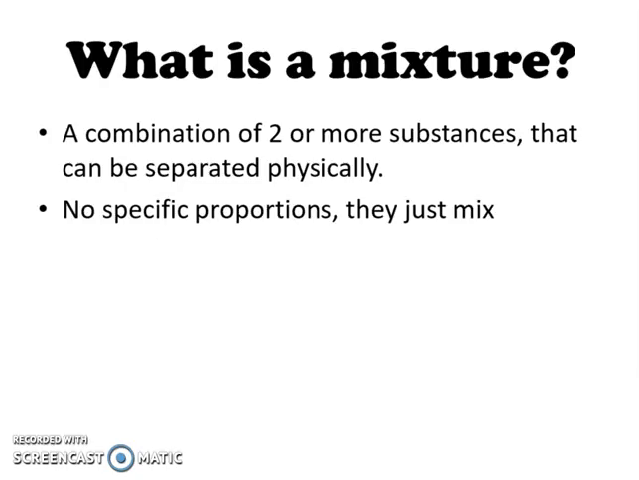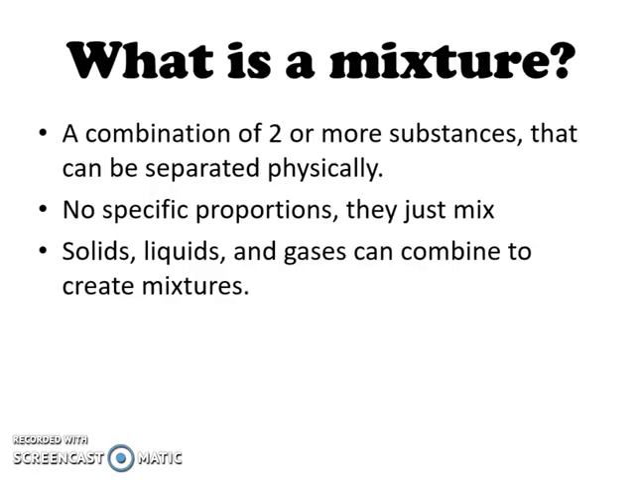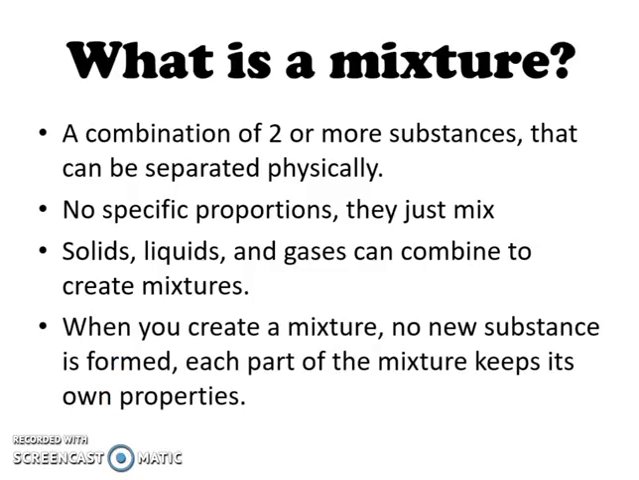Mixtures also have no specific proportions. They just mix. So we don't have 25% of this or 75% of that. They just mix together. Solids, liquids, and gases can also combine to make mixtures. So we learned about air last unit, and air is a mixture of nitrogen, oxygen, carbon dioxide, water. So there's lots of different things that come together in our mixture of air. And finally, when we create a mixture, no new substance is formed. Each part of the mixture keeps its own properties.